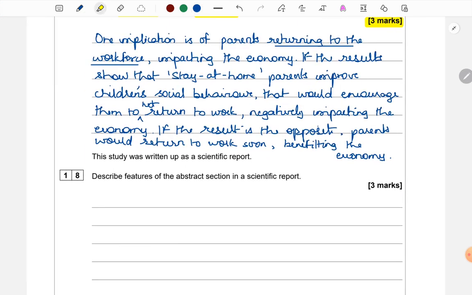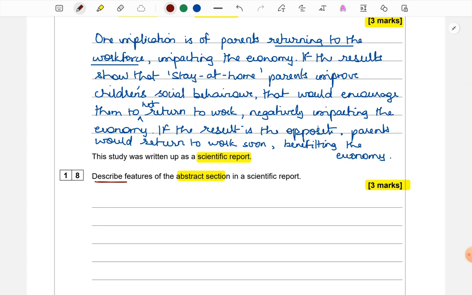Next question is, the study was written as a scientific report. Describe features of the abstract section in a scientific report. They've asked describe features. This is a typical AO1 question. It does not have to be related to the scenario. They've not asked. They have just said in general they want the features of abstract section. So we can give any 3 points and they just want us to describe, not explain. So we can just state 3 points but in complete sentences of what all is there in the abstract section.